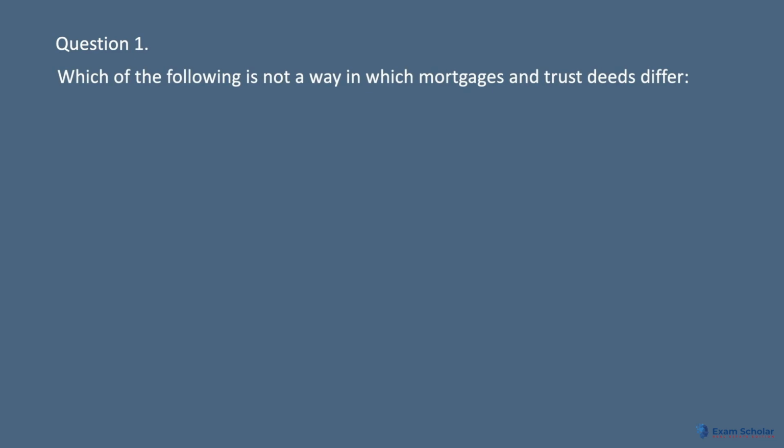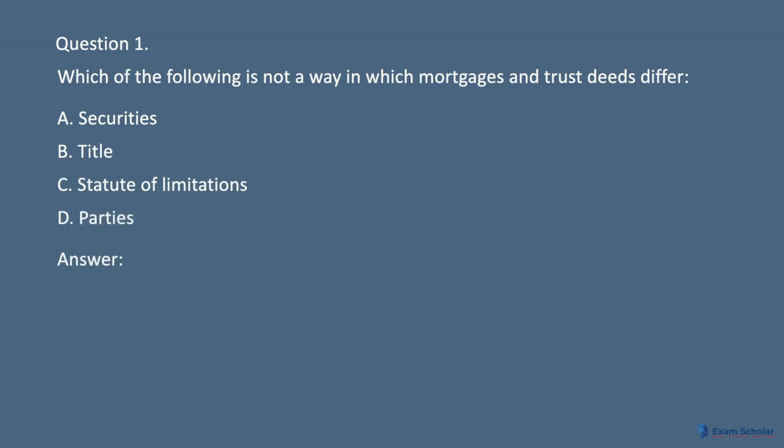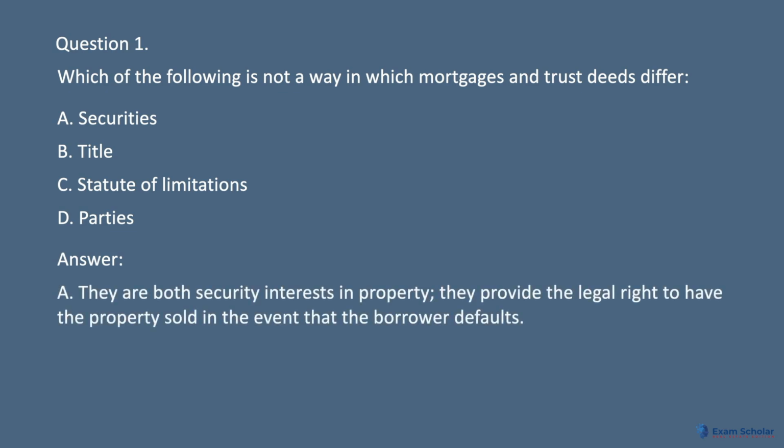Question 1. Which of the following is not a way in which mortgages and trust deeds differ? A. Securities. B. Title. C. Statute of limitations. D. Parties. Answer. A. They are both security interests in property. They provide the legal right to have the property sold in the event that the borrower defaults.